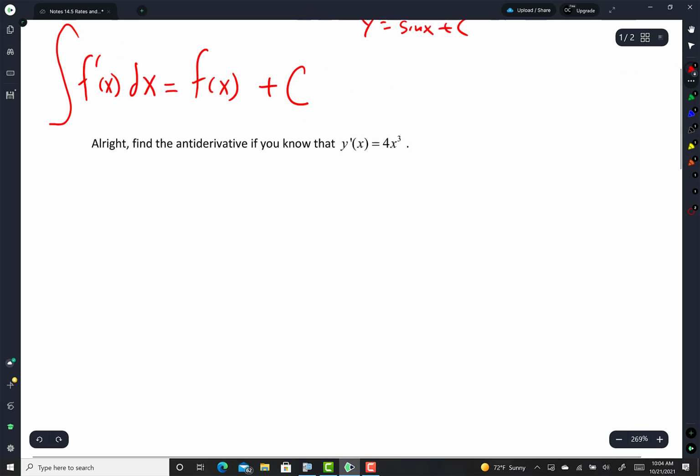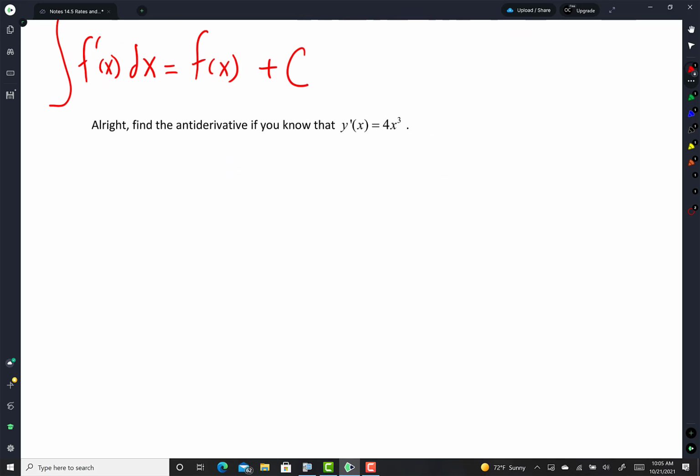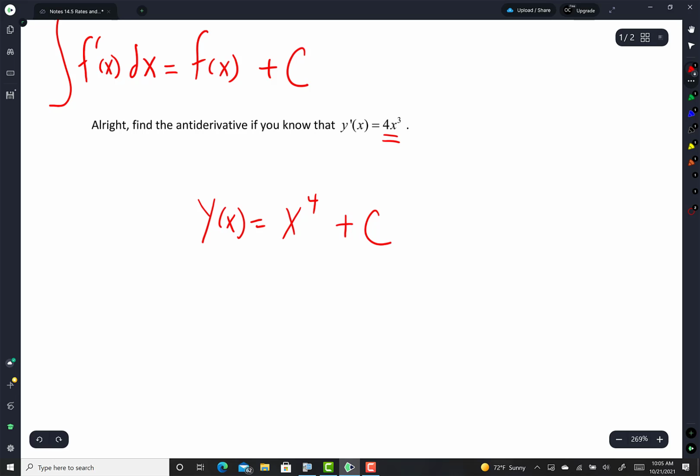Now that we know that, it says here, find the antiderivative if you know that y prime is equal to 4x cubed. So I'm going to write y of x equals. Notice this says 4x cubed, so when I take the derivative, I need to get 4x cubed. What do you think the original was? That's it. And then I put a plus c for some constant c. Does that make sense?